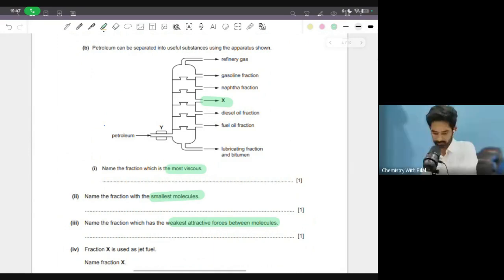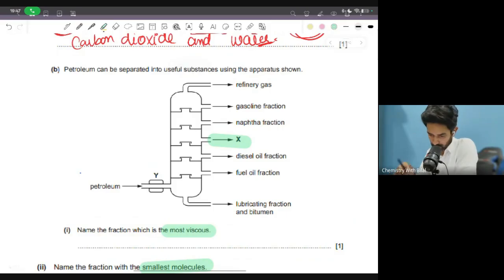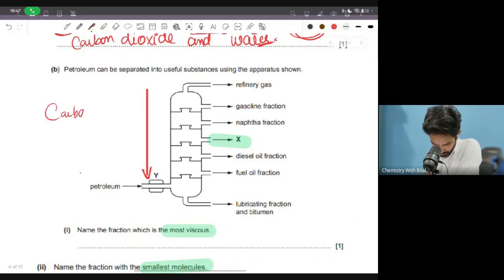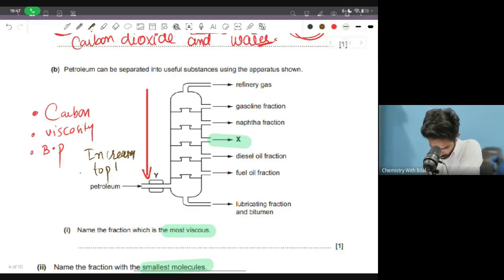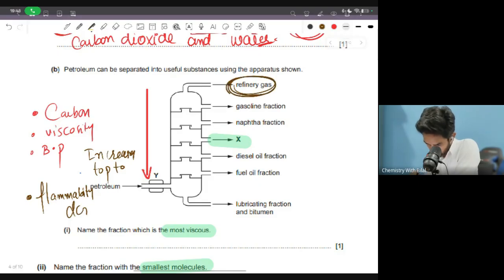Am I audible? अच्छा, मैंने आपको बताया था as you go top to bottom in this fractionating column, what happens to the carbon chain. हमने 4 ट्रेंड्स पढ़े थे. कार्बन चेन, नंबर ऑफ कार्बन एटम्स, viscosity and boiling point. They all increase top to bottom. ये तीनों इंक्रीज हो रहे हैं. एक ही चीज डिक्रीज होती है, उसका नाम है फ्लेमेबिलिटी. Flammability decreases. So this one is highly flammable, most flammable.